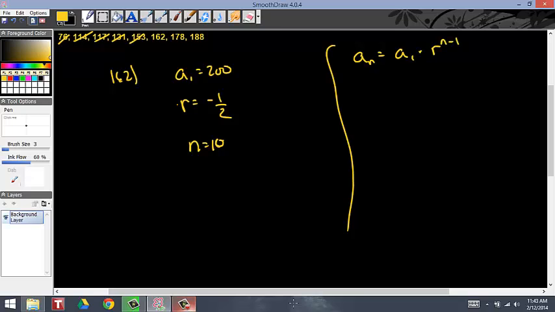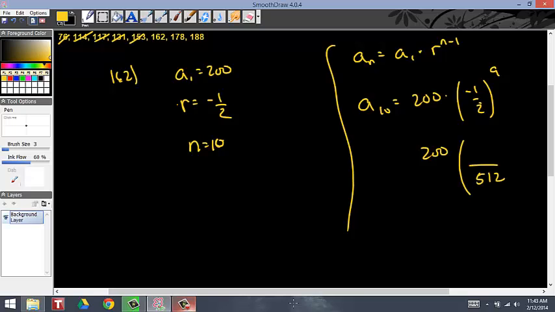So we're trying to find the nth term, which means we're trying to find a sub what in this case? A sub 10. And that's going to equal a sub 1, that's 200, times r, which is negative 1/2, to the n minus 1, so to the 9. What's 2 to the 9th power? Say again? 512? What's 512 divided by 200? That's not going to go in evenly.